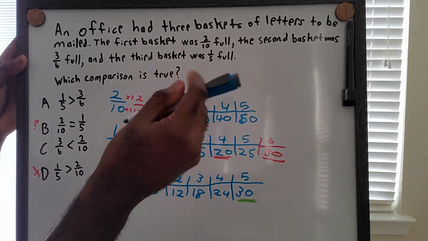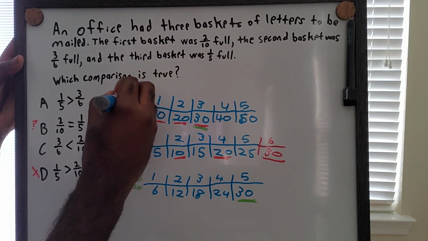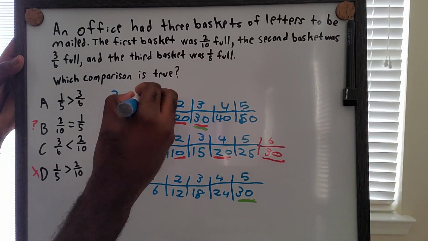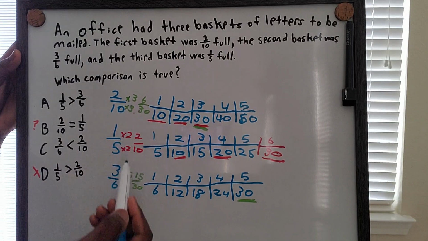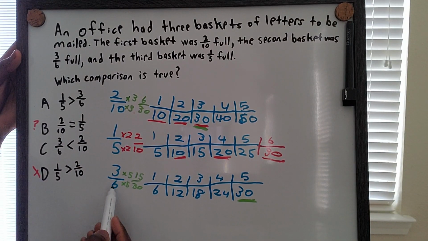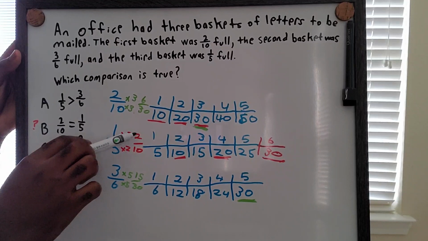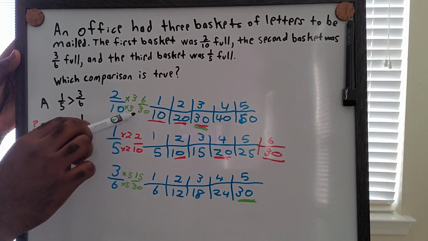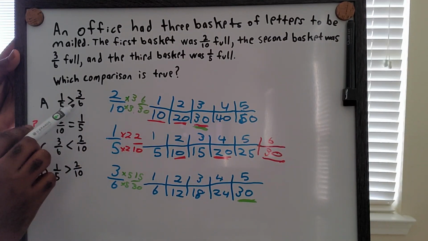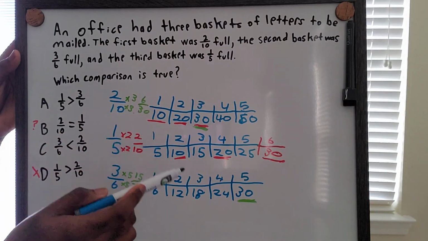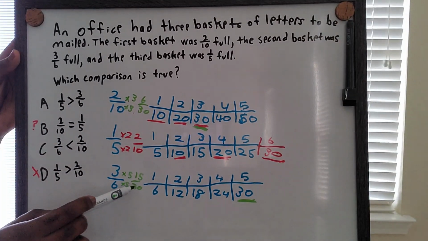Actually, I could just erase this. Times 3 on both sides. That'll give me 6/30. So 2/10 equals 6/30, and 3/6 equals 15/30. Okay, so A, 1/5. 1/5 I know is equal to 2/10, which is also equal to 6/30. A says 1/5 is greater than 3/6. That means it's saying that 6/30 is greater than 15/30.